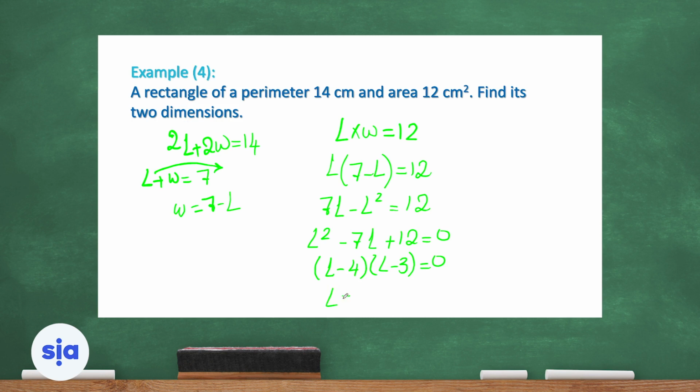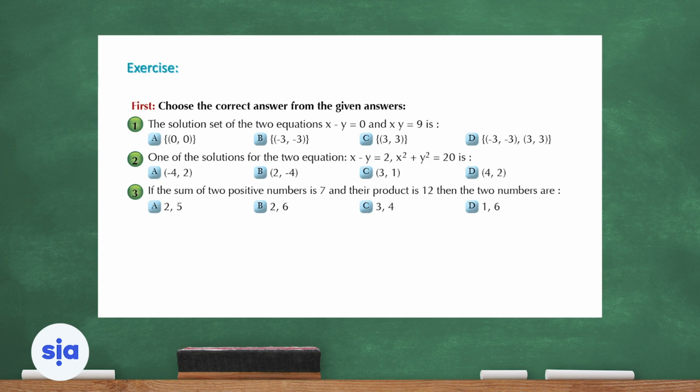So L has two values, which are 4 and 3. If you substitute in W, you will see that W equals 7 minus 4, which is 3, and W equals 7 minus 3, which is 4. So the dimensions are, the length is 4 and the width is 3. Let's move to our last exercise. In this exercise, the question is asking you to choose the correct answer from the given answers.